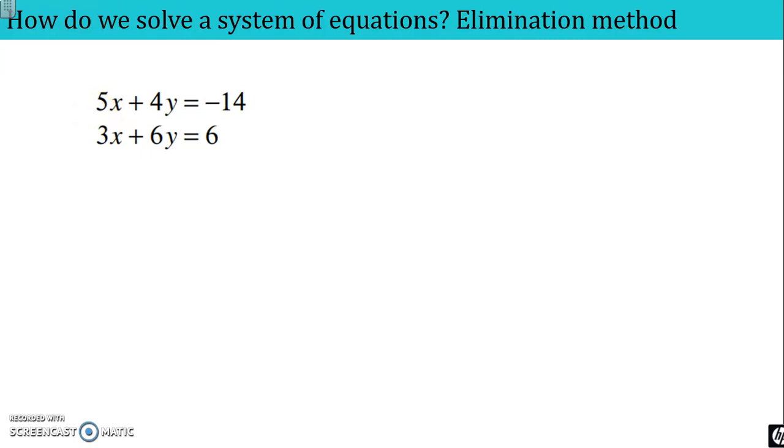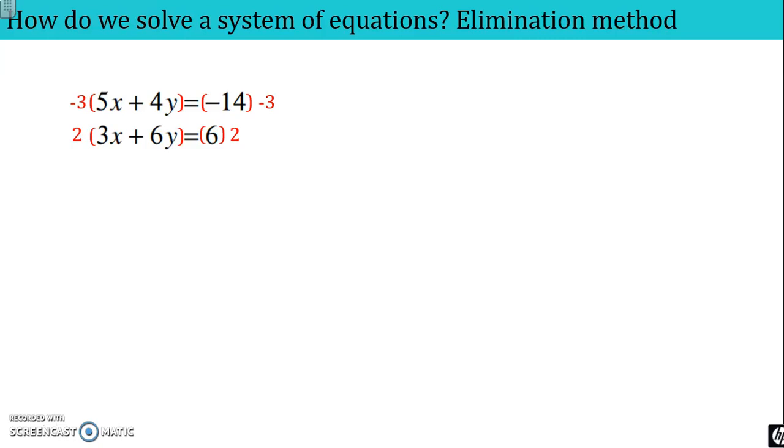And there are multiple answers to this question, so there's multiple ways to proceed from here. The way that I want to keep going is by creating opposite coefficients on the y's. So to do that, I'm going to multiply the top equation by -3 and the bottom equation by 2. Why did I choose these numbers? If I multiply this by -3, it's going to give me a coefficient of -12. And if I multiply this by 2, it's going to give me a coefficient of +12. So I will have achieved the opposite coefficients that I wanted.